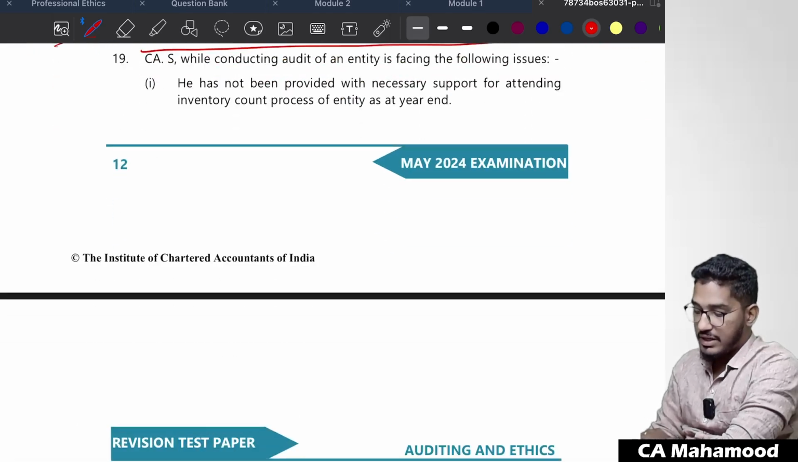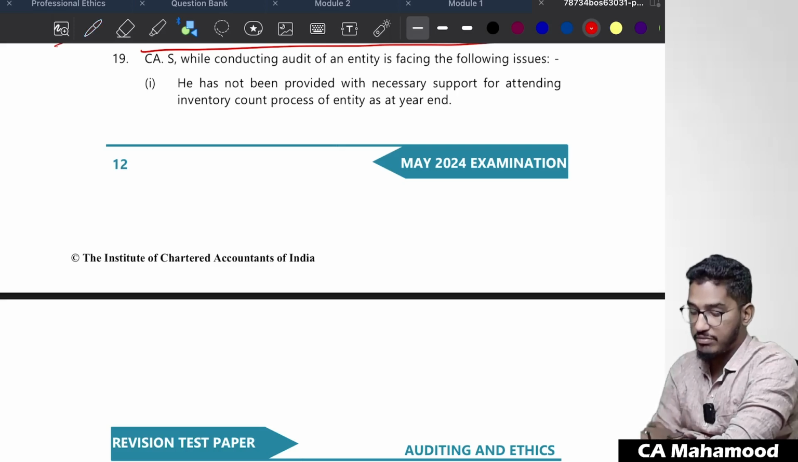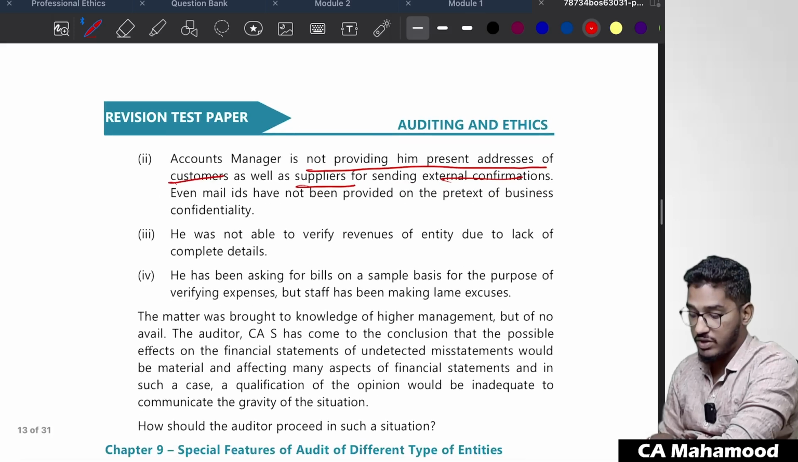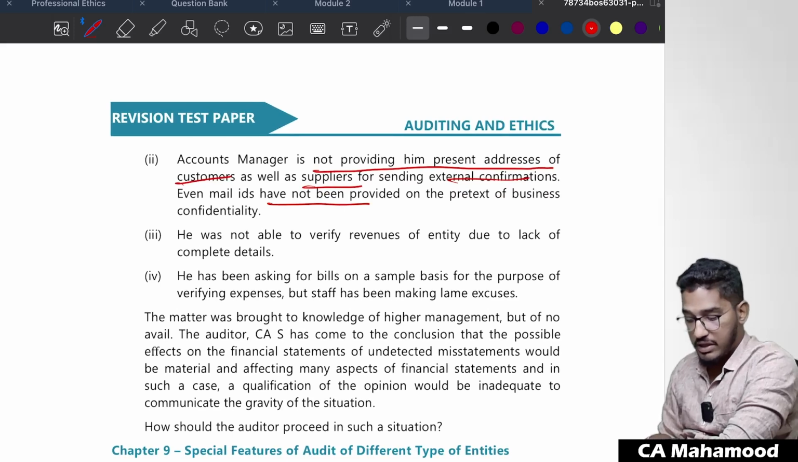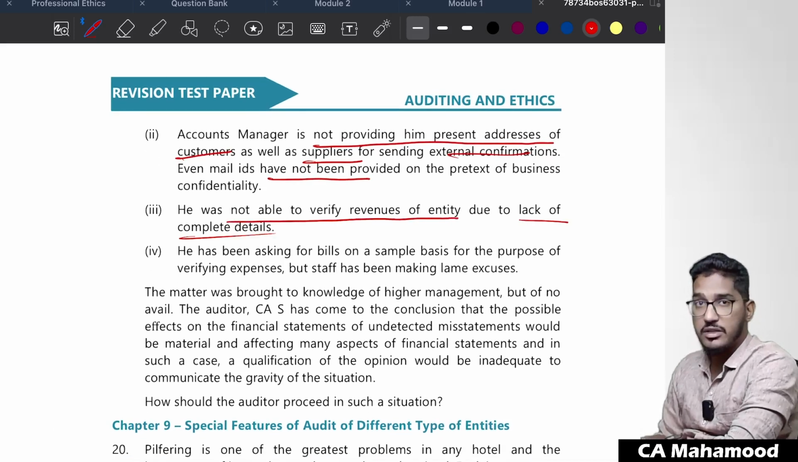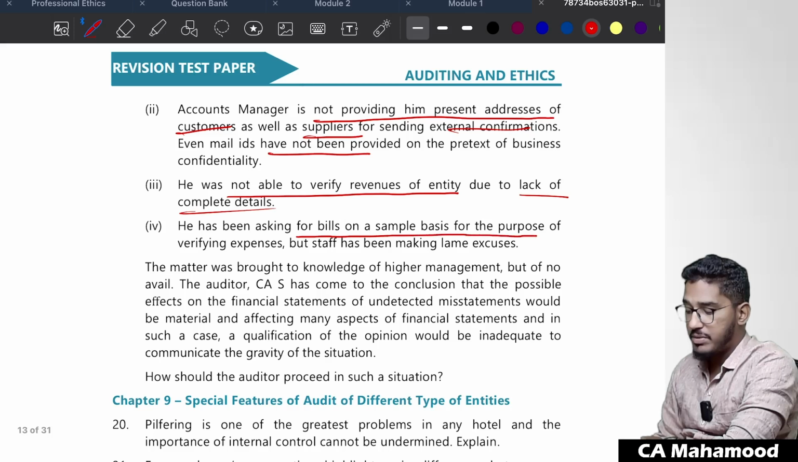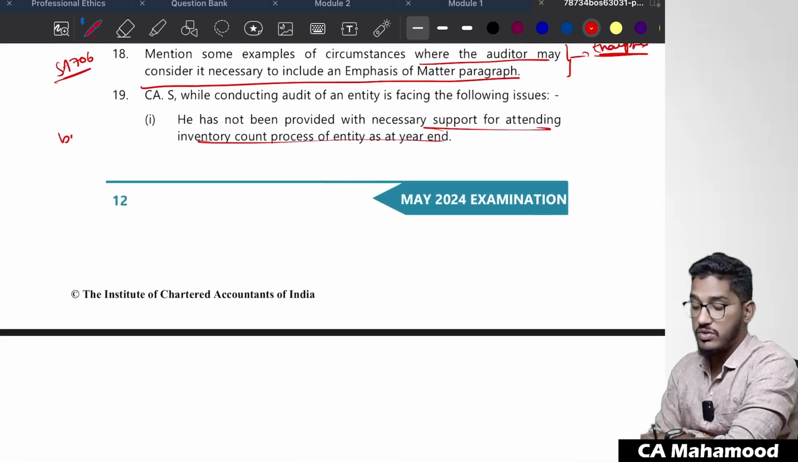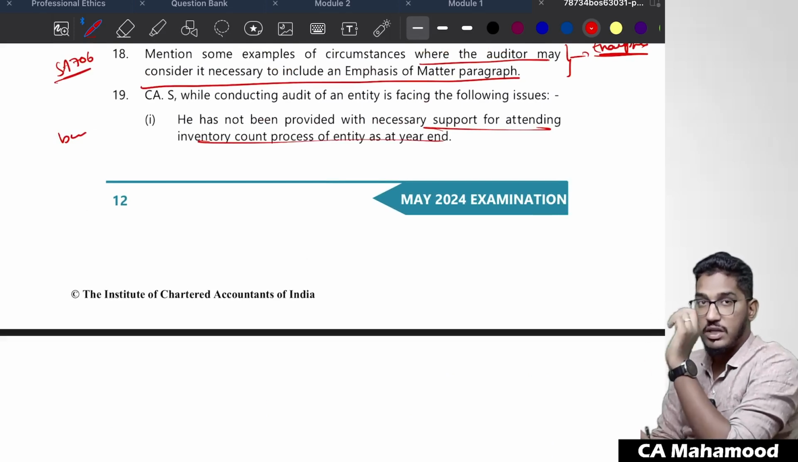Next one. CAS, while conducting audit of an entity, is facing the following issues. He has not been provided with necessary support for attending the inventory counting process of the entity at the year end. He wanted to attend the inventory counting, but management did not permit him. Management did not support him when he wanted to do the physical verification. The accounts manager is not providing him with present addresses of the customers as well as suppliers for sending external confirmation. Email IDs have not been provided on the pretext of business confidentiality. He was not able to verify revenues of the entity due to lack of complete details. He has been asking for bills on a sample basis for the purpose of verifying expenses, but staff has been making lame excuses. You see here, the auditor is unable to obtain audit evidence because of limitations imposed by the management. Sounding familiar?